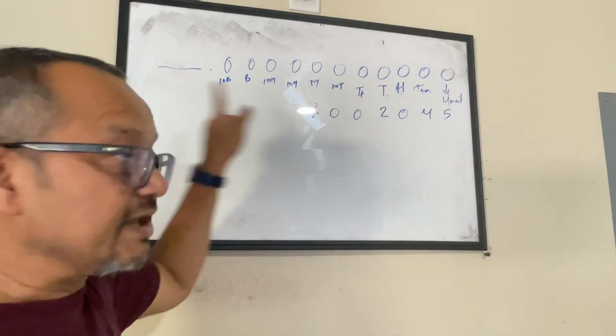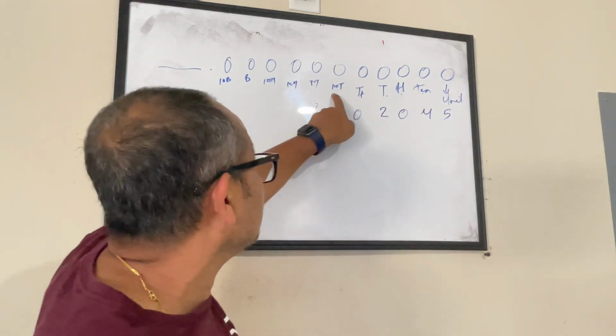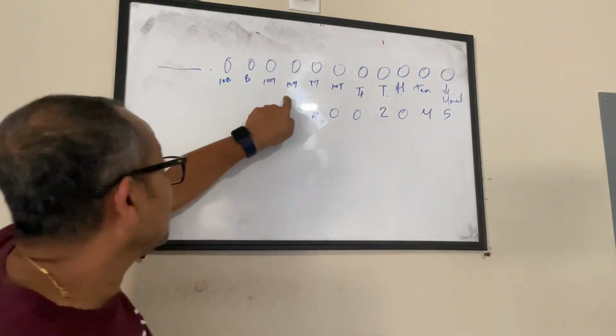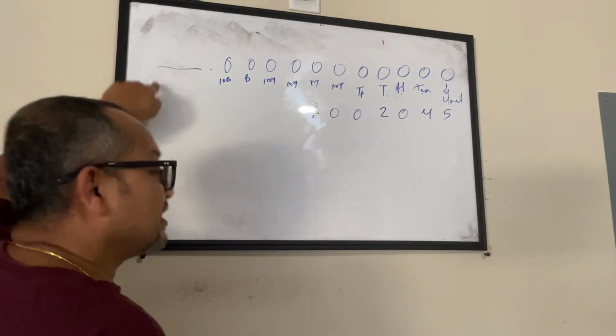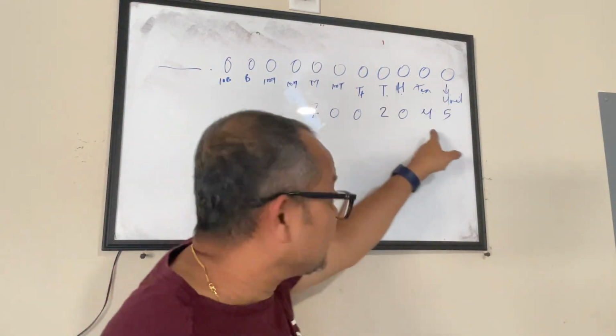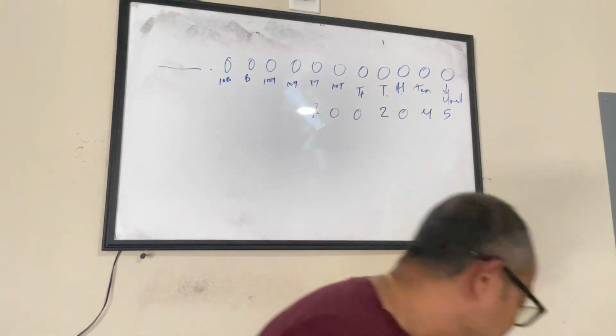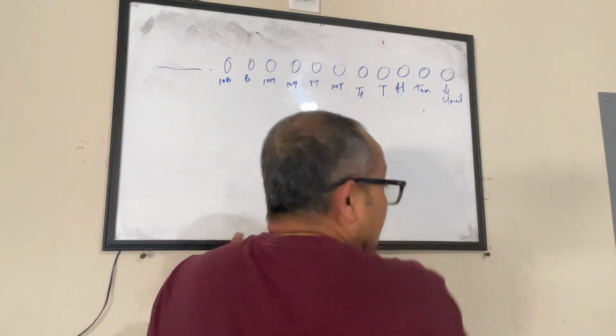If you know the sequence: unit, 10, 100, 1,000, 10,000, 100,000, million, 10 million, 100 million, billion, 10 billion, 100 billion, trillion, and it goes on. So if you know the sequence, you just have to put the numbers. Now let's do it this way.